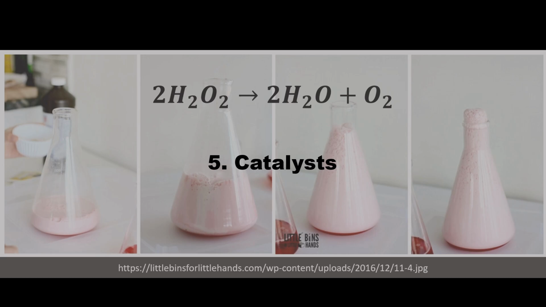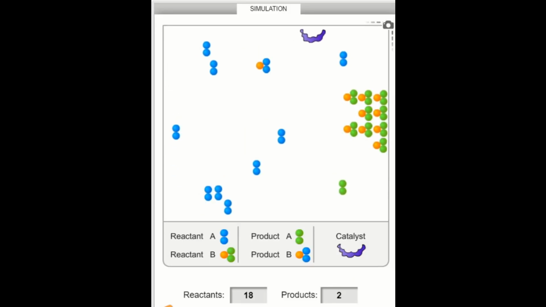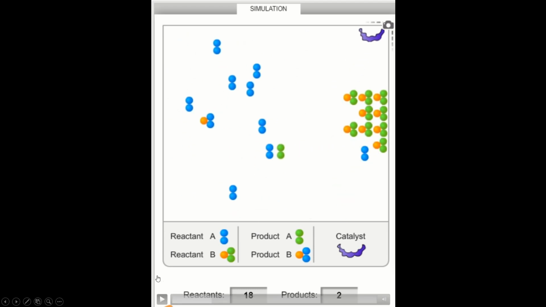And the gizmo explores catalysts as well. So in the gizmo, our catalyst is this little purple thing. I'm just going to pause this for a second here. It's this little purple thing, and it's kind of got these little grooved indentations on the inside. So these little grooves, these little pockets, are called ligand-specific sites, meaning that some of these sites will only bind to this reactant, some of these sites will only bind to this reactant. They specifically bind specific things.